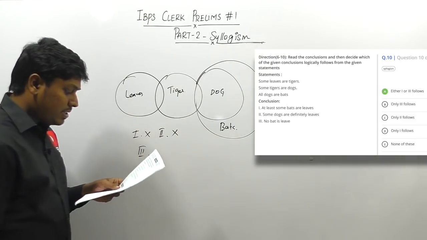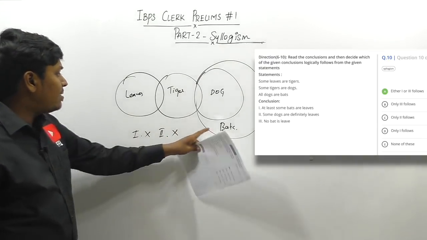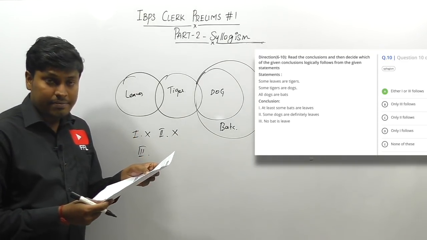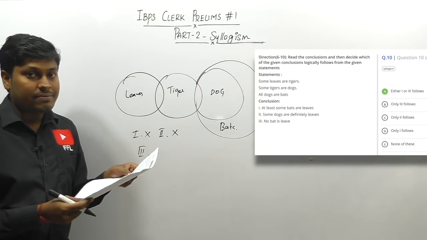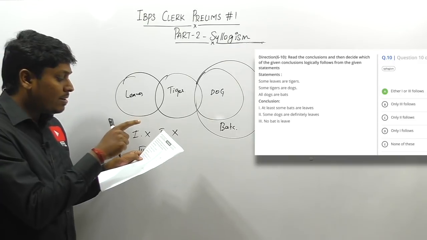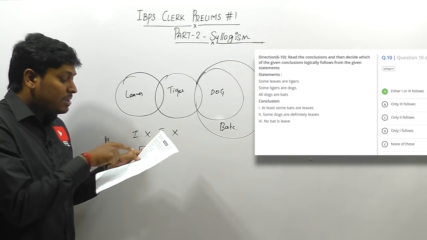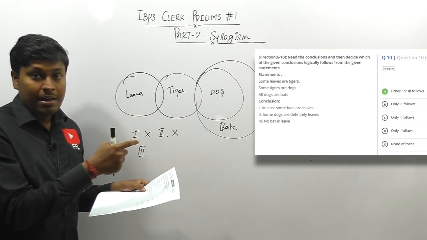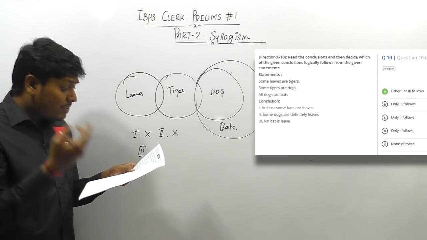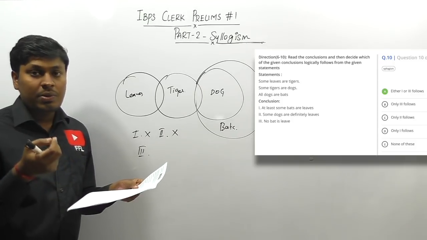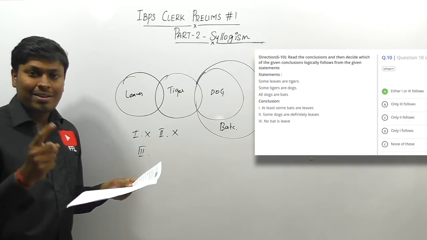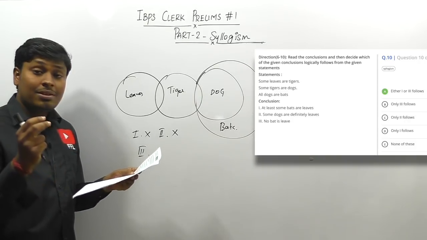So conclusion number 3, no bat is leaf. Friends, listen carefully. Conclusion number 1 is some bats are leaf, and conclusion number 3 is no bat is leaf. It's a complementary pair, right? But you should not go directly and say option A is true. I have already taught you about the complementary pair in one lesson of the syllogism videos.